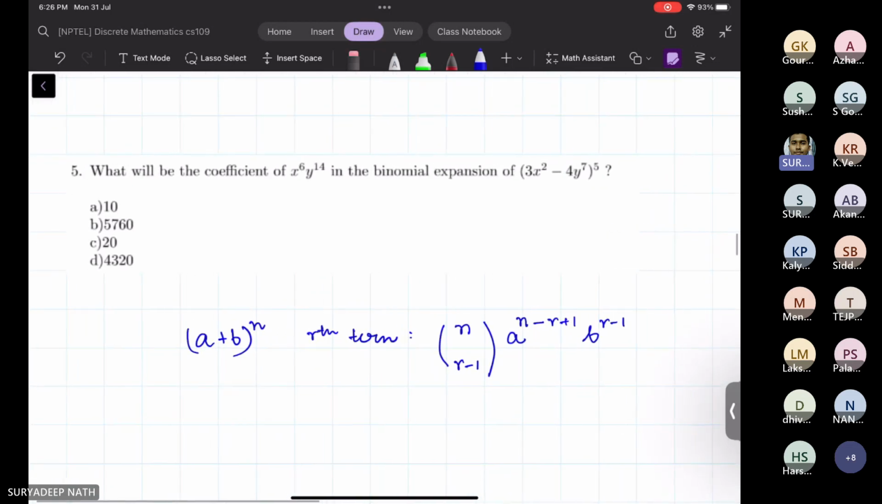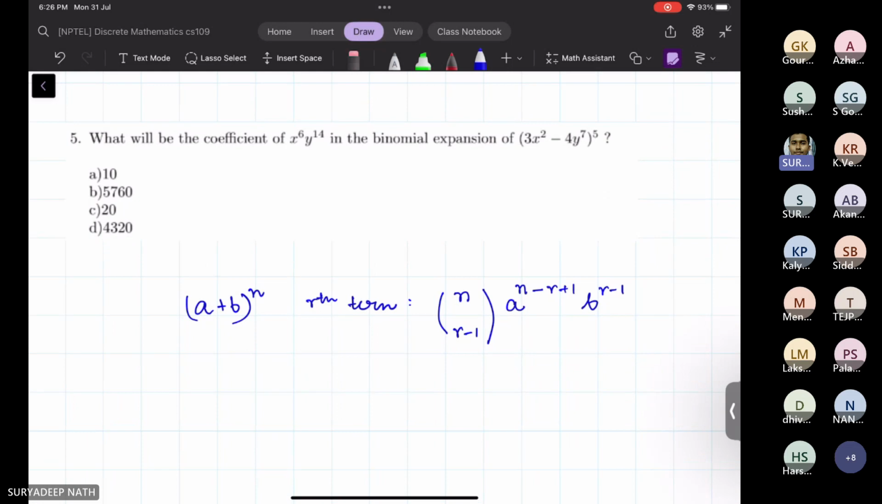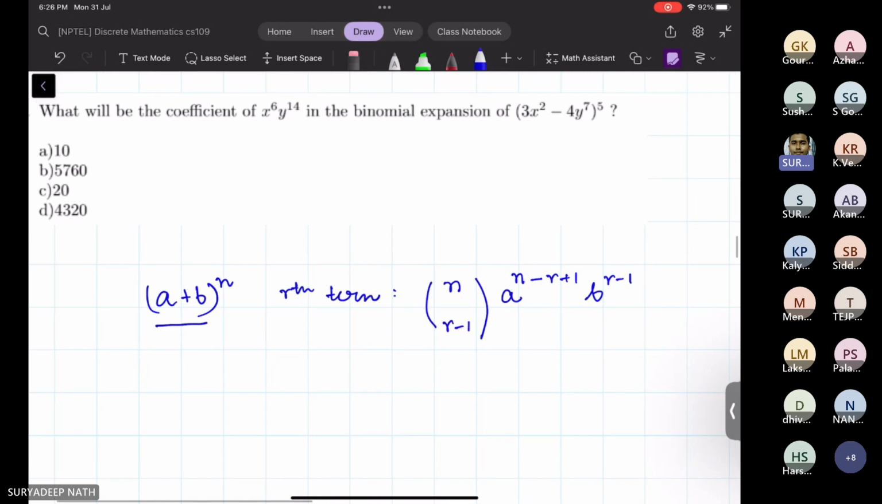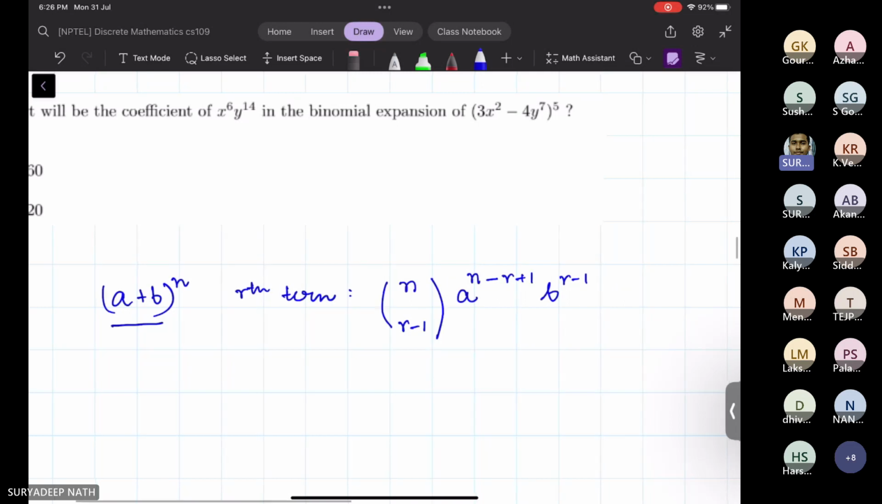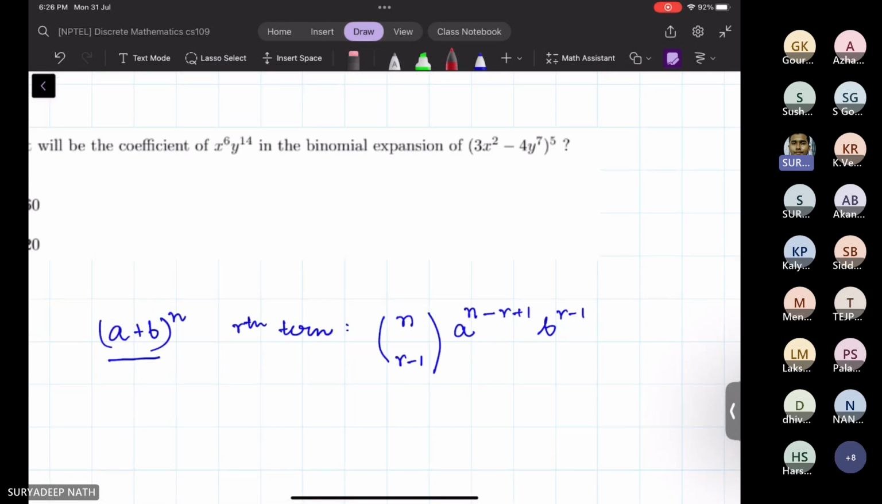So, what would be the coefficient of x to the power 6, y to the power 14 in the binomial expression of (3x square minus 4y to the power 7) whole to the power 5? So, for the binomial expression (a plus b) to the power n, the rth term is given by this formula. So, you can simply calculate it. N choose r minus 1 with a to the power n minus r plus 1 and b to the power r minus 1. So in our problem, let us call this term a and this term b.